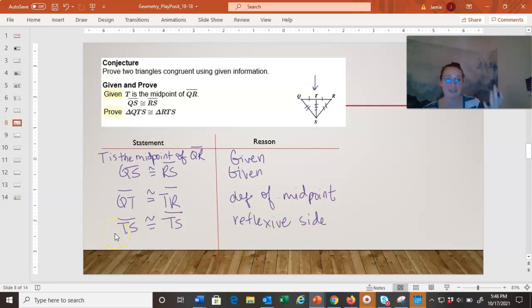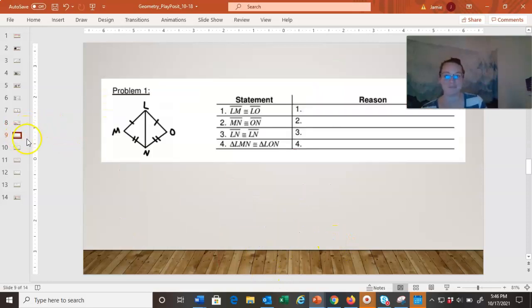All right, and then we saw the postulate jump out at us, right? Side, side, side. So we're done. We are at our very last statement. QTS is congruent to RTS because of the side, side, side postulate or theorem. And you're done. All right, now we have 5 practice problems. So I encourage you, and I'm going to build some breaks into this PlayPosit for you to try these on your own and then come back for the answers.